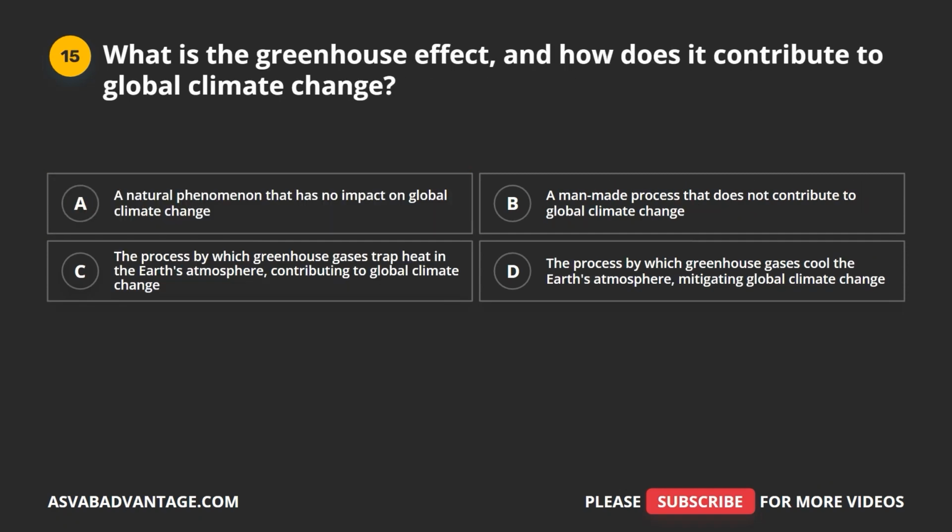Question 15. What is the greenhouse effect, and how does it contribute to global climate change? A. A natural phenomenon that has no impact on global climate change. B. A man-made process that does not contribute to global climate change. C. The process by which greenhouse gases trap heat in the Earth's atmosphere, contributing to global climate change. D. The process by which greenhouse gases cool the Earth's atmosphere, mitigating global climate change.